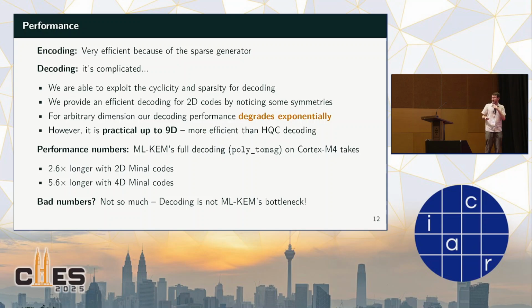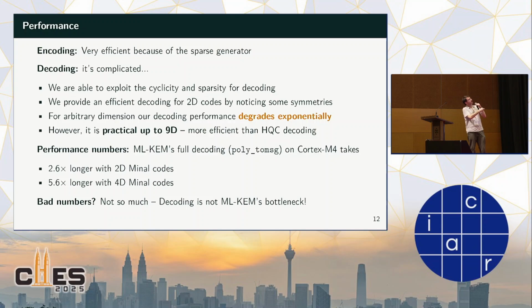But there is a problem, right? The coding is much worse, essentially. For the performance, the encoding is very efficient because of the sparse generator. Our encoding mechanism is designed to be very fast because we are using a sparse cyclic matrix. However, for decoding, it's a bit more complicated. We are able to exploit the cyclicity and sparsity for decoding. I won't show the algorithm here, but everything is implemented in constant time, and it's an artifact, and it's available on GitHub.